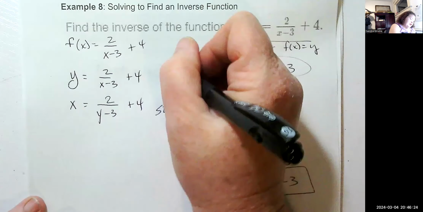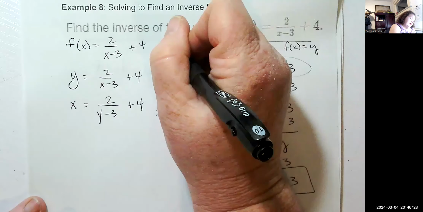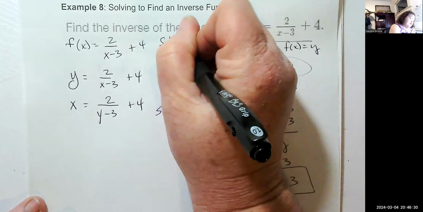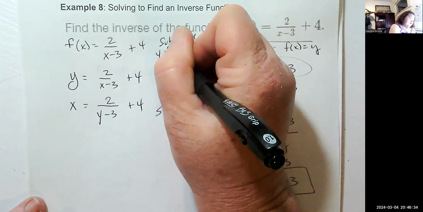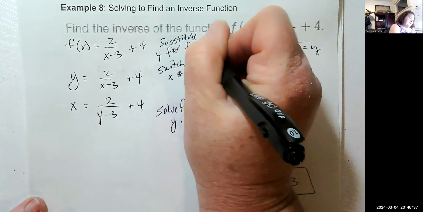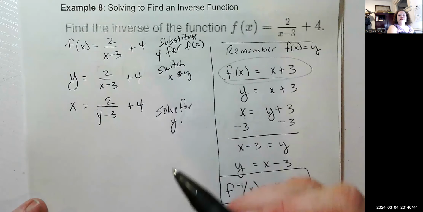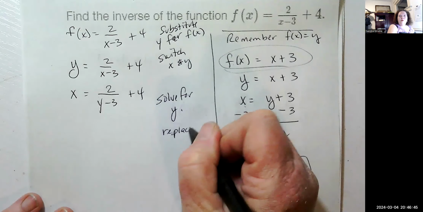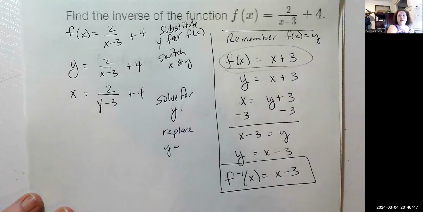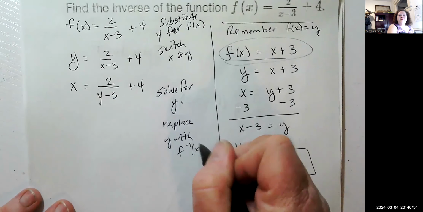So up here I switch x and y. And up here I substitute y for f of x. So substitute y for f of x, switch x's and y's, and then solve for y, and after you're done with that, once y is by itself, replace y with the inverse of x.